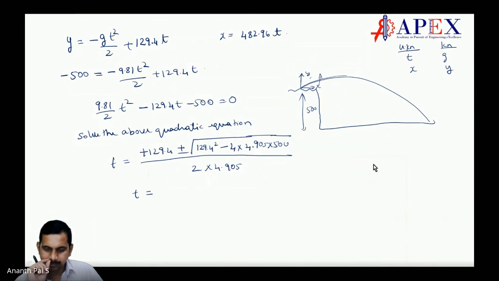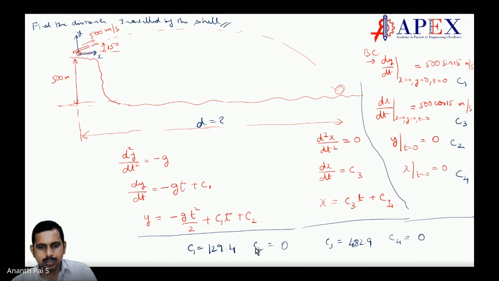Yes, sir. C1, C2 and all we are finding out by substituting dy by dt at x equal to 0, y equal to 0, t equal to 0. Correct. So what did we do? We put dy by dt at x equal to 0. We put here 500 sine 45. Then you have minus gt, and g is, this is 0. So C1 is this one only, which is 500 sine 45. And then C3 is what? C3 comes from this particular thing, 500 cos 45, that is 482.9, correct? Make sense? Yes, sir.